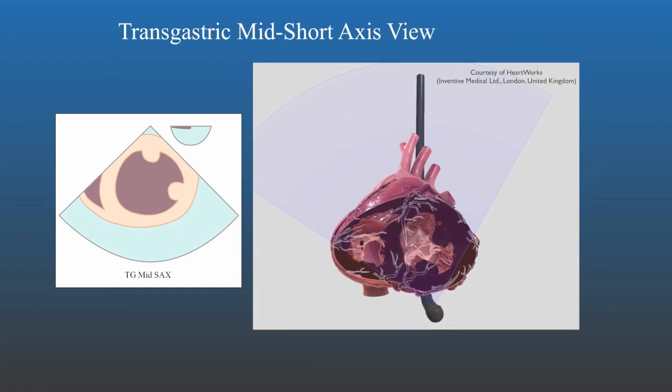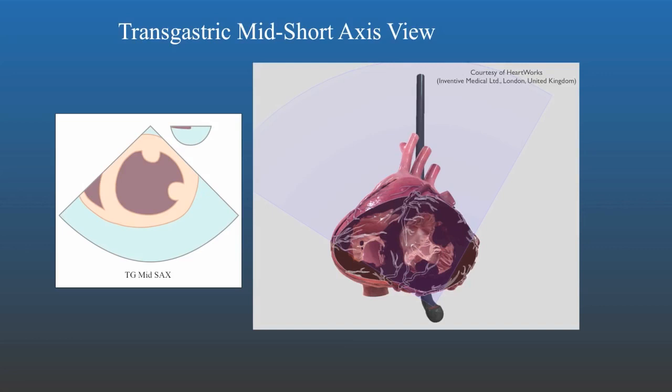It shows walls which are perfused by all of the main coronary arteries in the same view, and thus can give a sense of what territory may be ischemic. More details will be discussed in the module on left ventricular wall motion. In order to be deemed a mid-papillary view, both the anterolateral and posteromedial papillary muscles should be visualized in the scan plane.